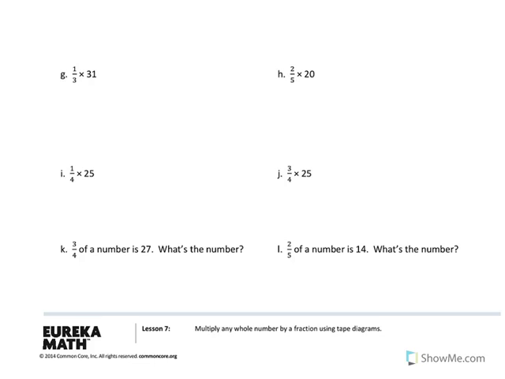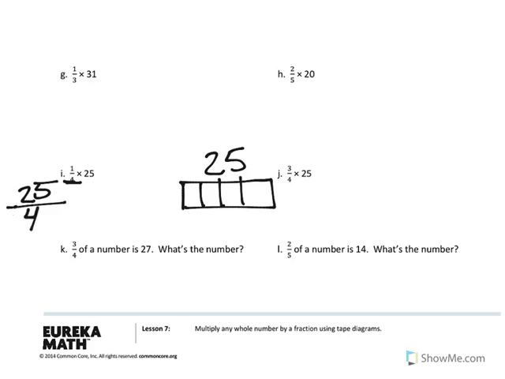Okay, let's go ahead and look at I. I is 1/4 times 25, so let me go ahead and do a tape diagram again. My whole would be 25, and I'm going to break it up into 4 pieces. So I divided 25 by 4, or broke it up into 4 pieces. Well, I know that 25 is not a multiple of 4, so I'm going to have to do long division.